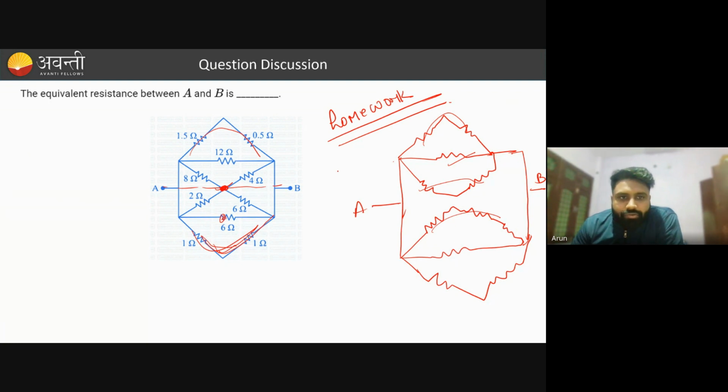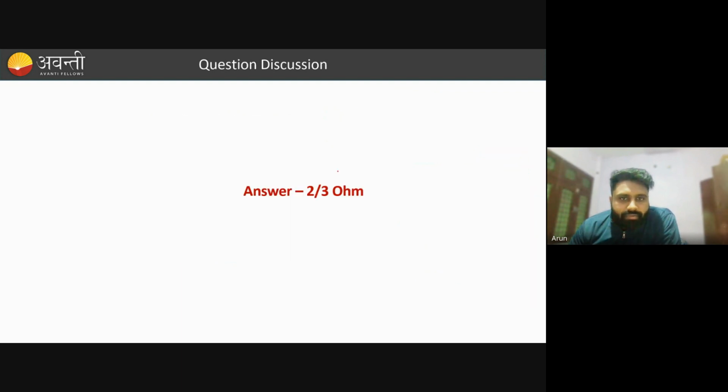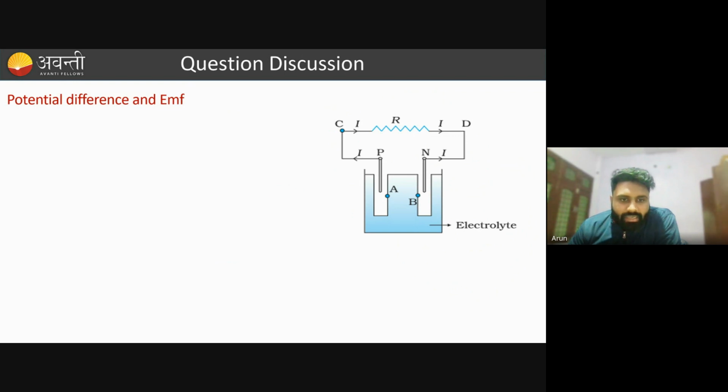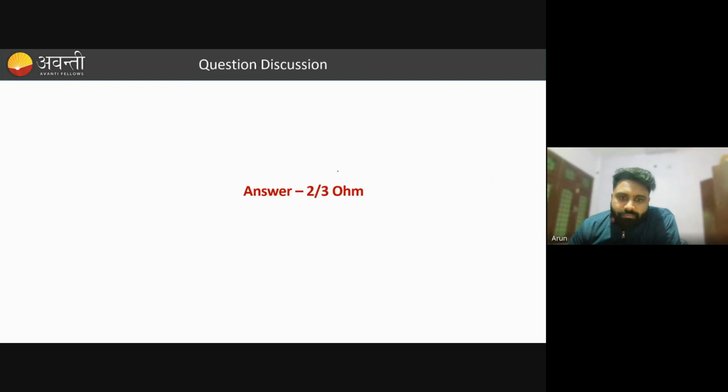So what you have to do, you will draw a line between A and B. So the same thing you will see here and there. Method of symmetry you can apply, and you can open this branch from here and calculate the equivalent resistance. Okay, so this is the homework for you. Try to do it now. The answer of this question will be 2 by 3.